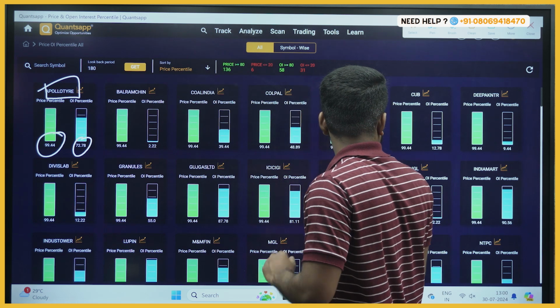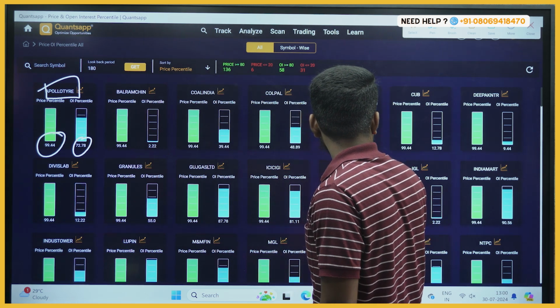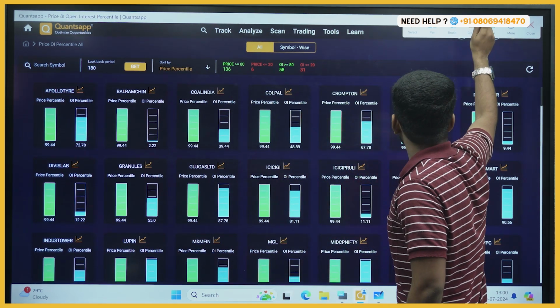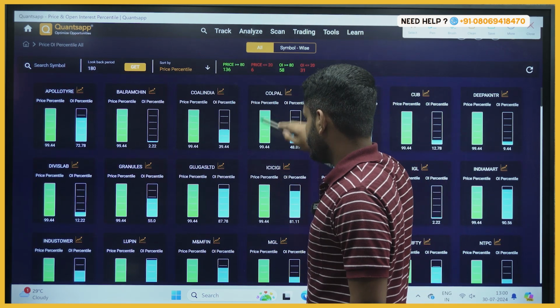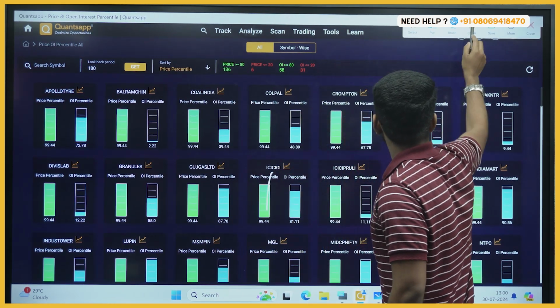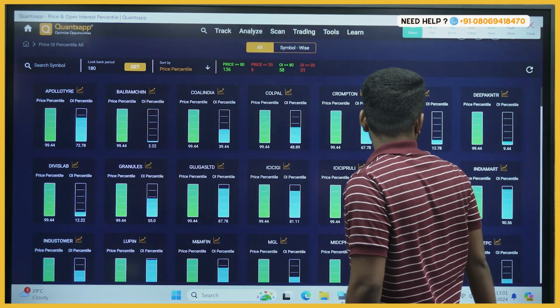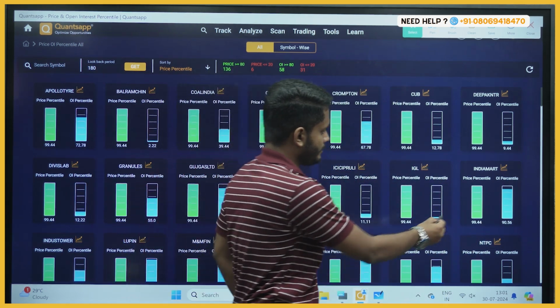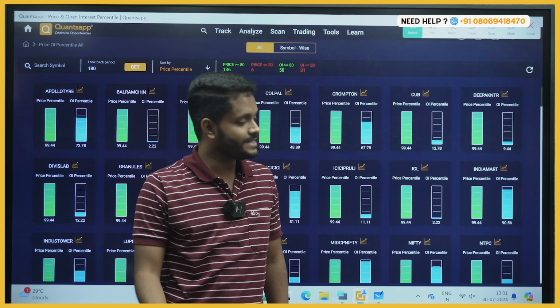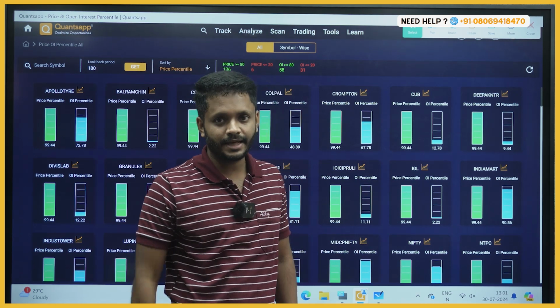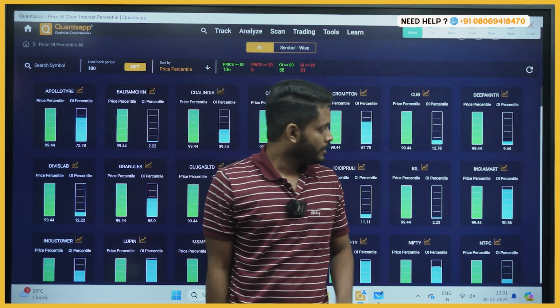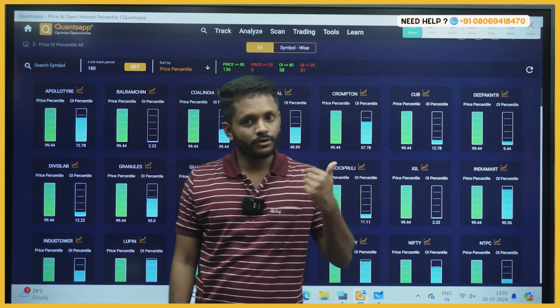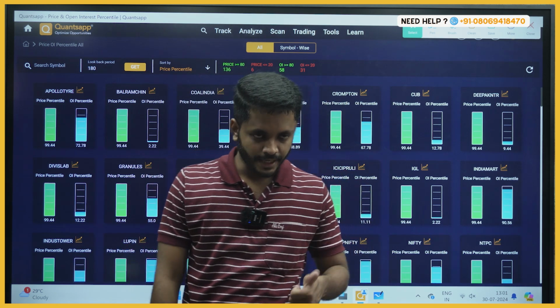Okay, so here if you see, let's say for example, let us take... here I cannot actually see any stock. Give me a second. Okay, IndiaMART. Can you see IndiaMART over here? See IndiaMART. So here the price percentile is 99 and even the OI percentile is 90. So IndiaMART is fulfilling my condition of a bullish trade, correct?